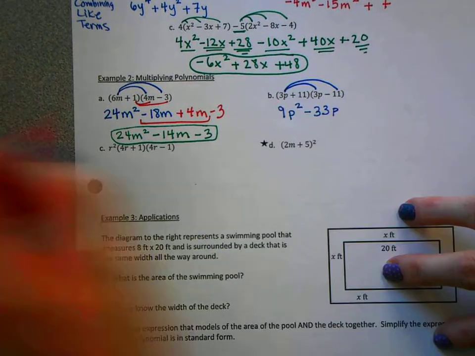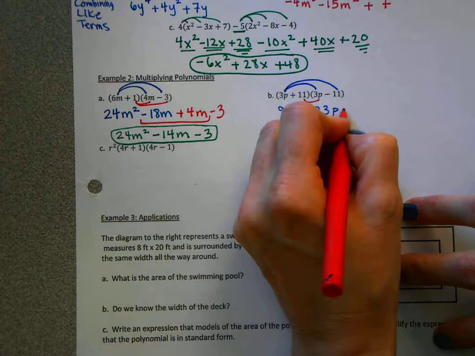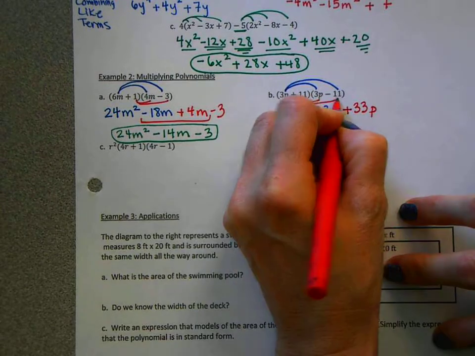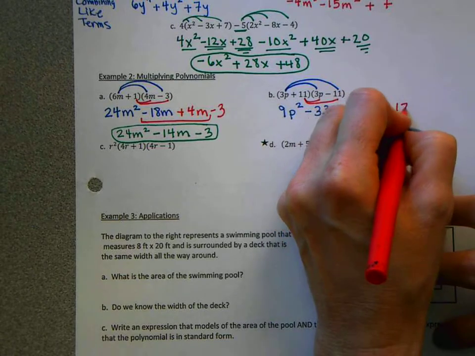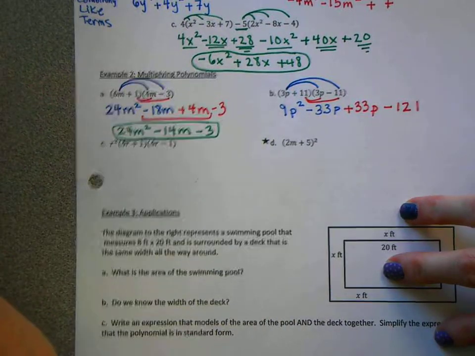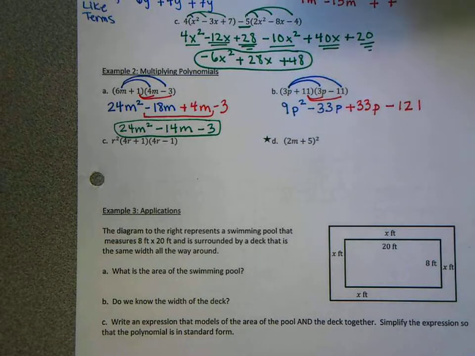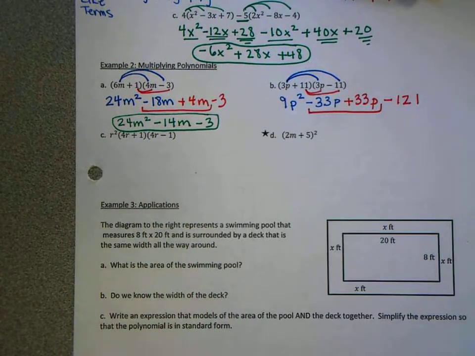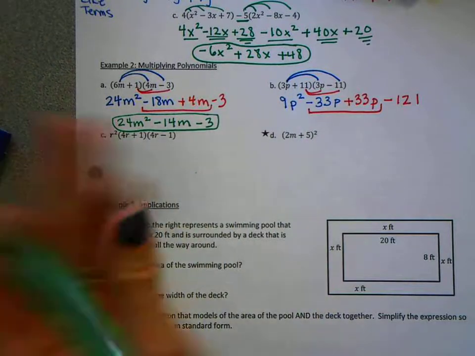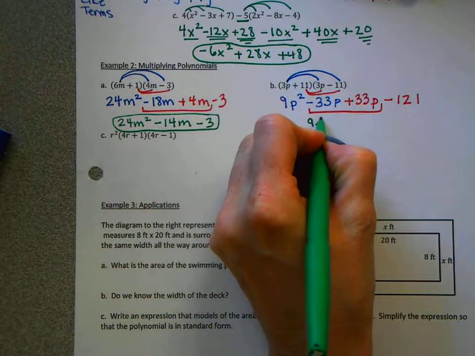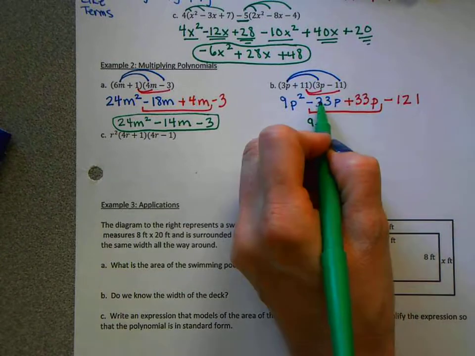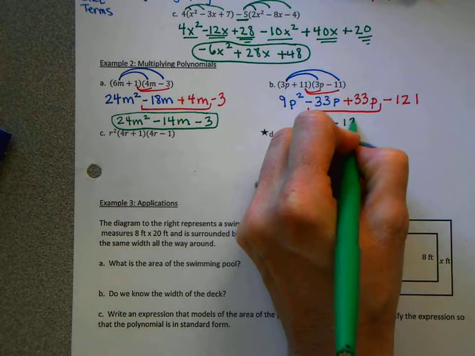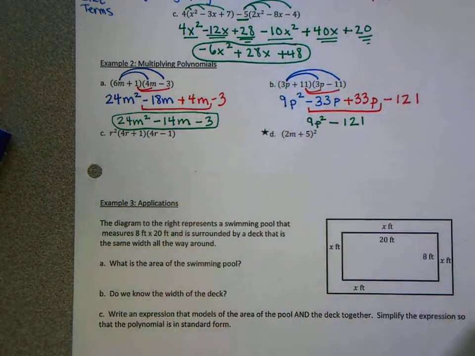And then we'll repeat with the 11. 11 times 3p is positive 33p. 11 times negative 11 is negative 121. So what ends up happening is, just like the last one, we can combine like terms in the middle here, and we end up with 9p squared. These actually end up canceling out. Sometimes the middles cancel out, and you're only left with negative 121.